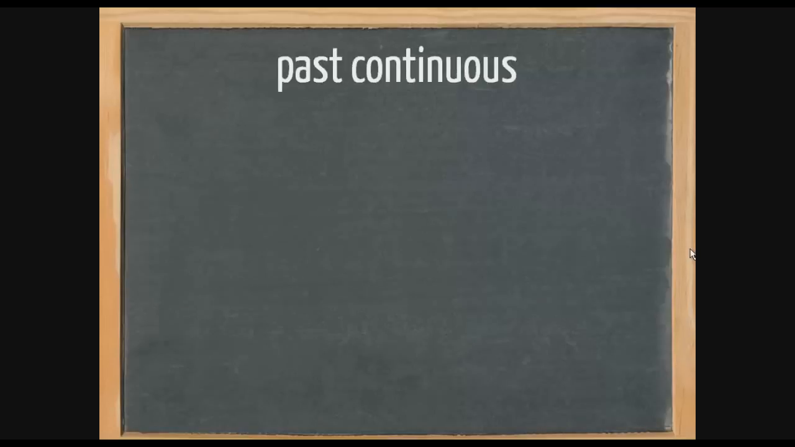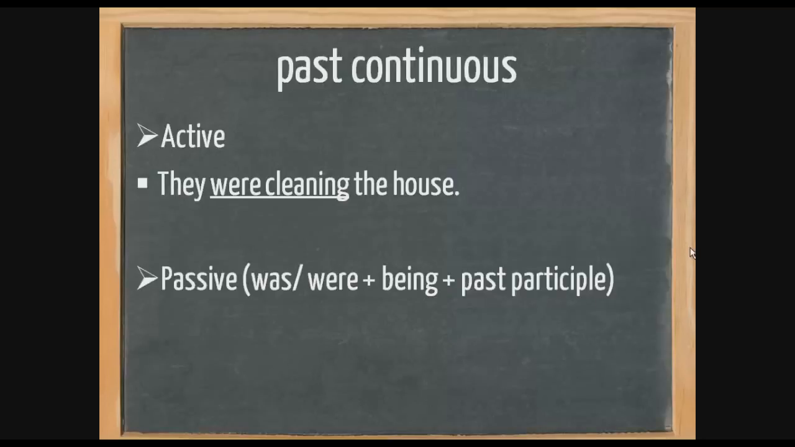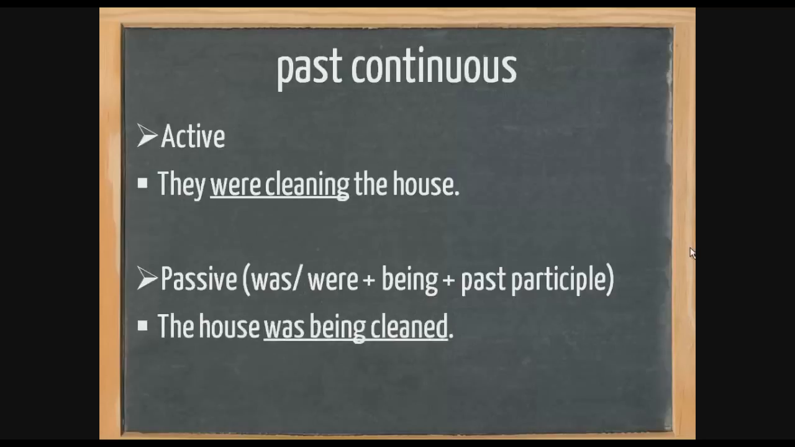A past continuous. An active sentence. They were cleaning the house. So, to make it into a passive, we'll put the house as the subject of the passive sentence. Remember, don't forget to put in being. Passive: was or were plus being and the past participle. The house was being cleaned. It was done by them, but that's not important.